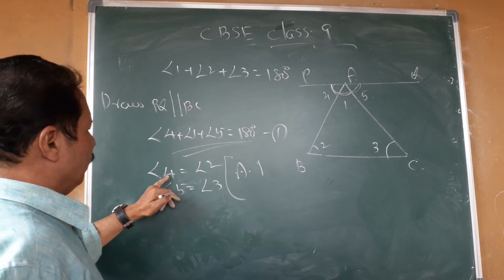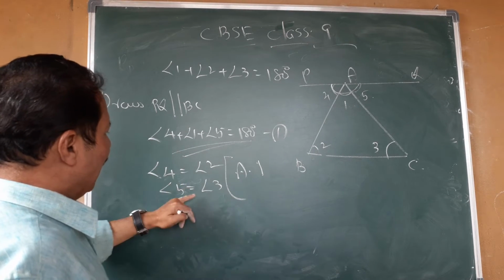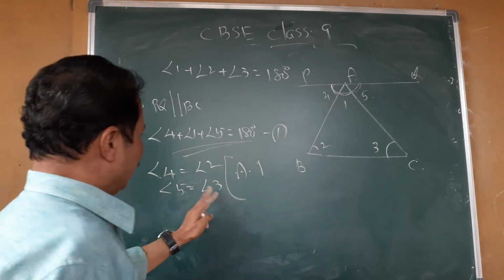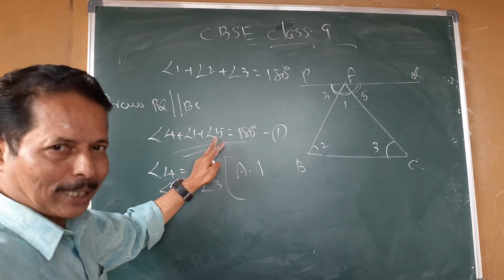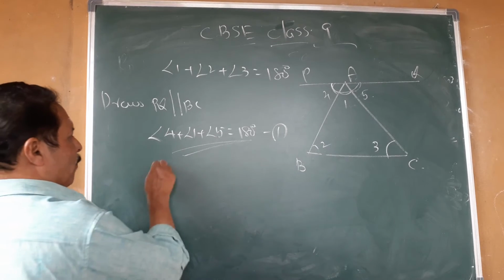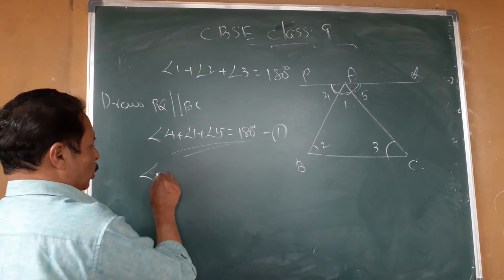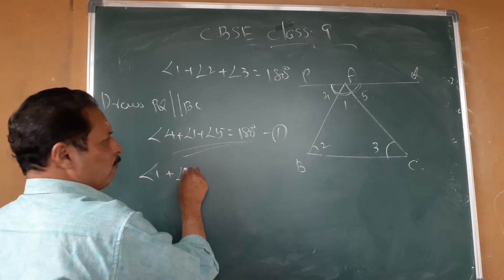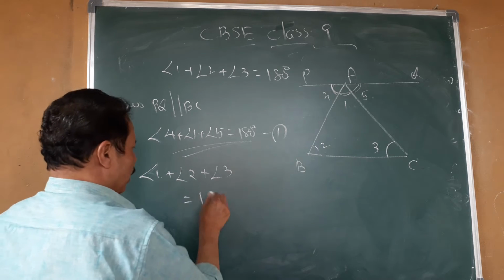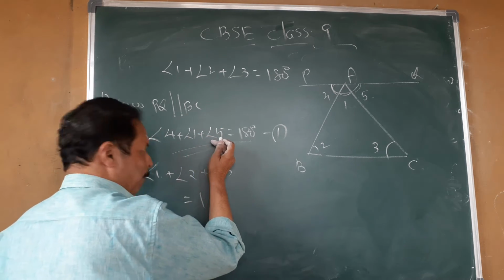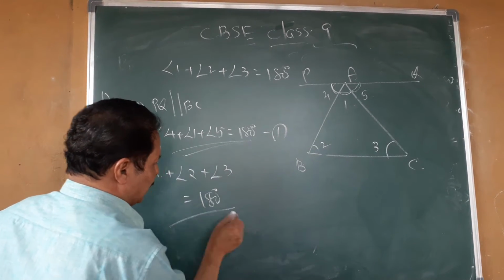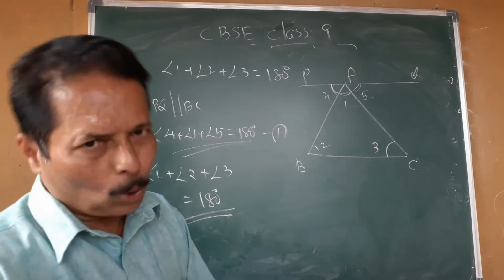You substitute angle 4 equals angle 2 and angle 5 equals angle 3. Is it correct? You look once again here. Angle 5 equals angle 3, so here you put angle 3. Angle 4 equals angle 2. So from equation number 1, angle 1 is already here; substitute angle 4 with angle 2 and angle 5 with angle 3. So angle 4 plus angle 1 plus angle 5 is equal to angle 1 plus angle 2 plus angle 3. That's equal to 180 degrees, and we wanted to prove this is equal to 180 degrees.